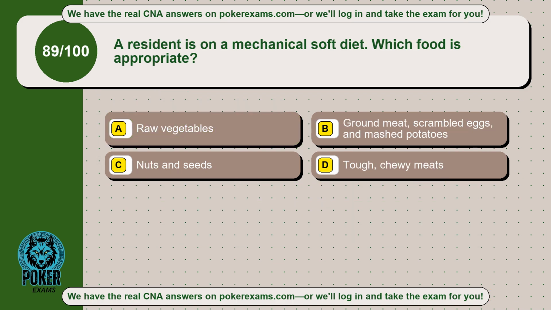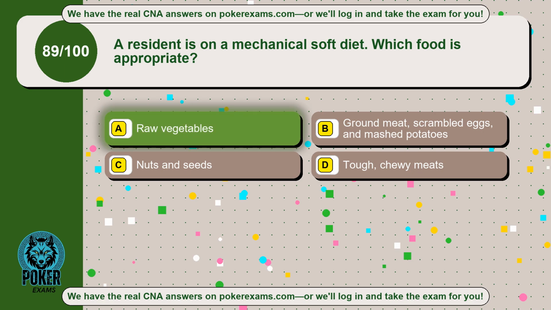Question 89. A resident is on a mechanical soft diet. Which food is appropriate? Option A, raw vegetables. Option B, ground meat, scrambled eggs, and mashed potatoes. Option C, nuts and seeds. Option D, tough, chewy meats. The correct answer is option A, raw vegetables.